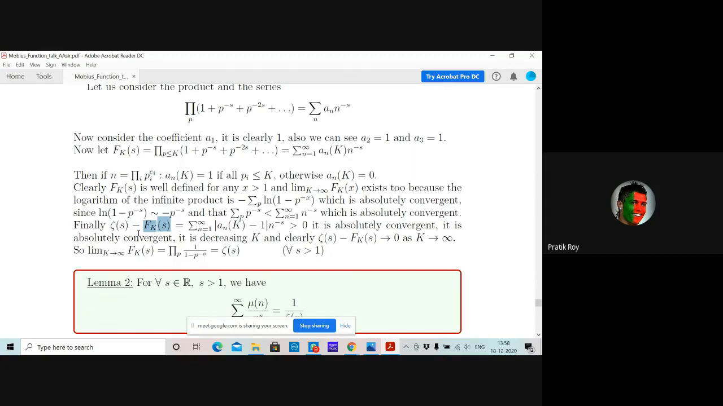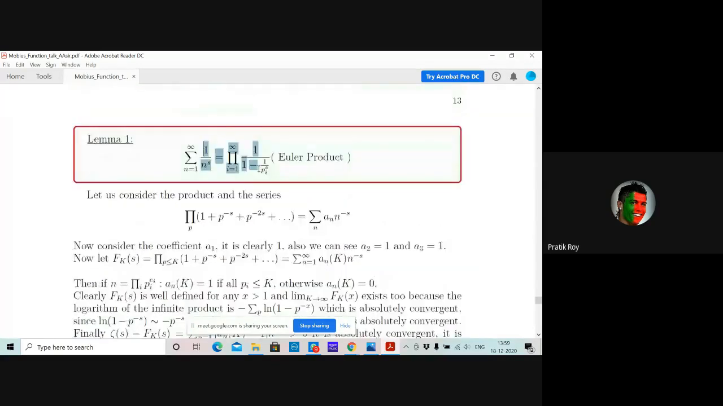That we can show here because we know that the sum of n to the minus s converges. So if we take the sum from a particular m terms, the sum over n from some particular large number m, then we can make this sum less than some given epsilon. So this sum is decreasing and its infimum is 0. So it must converge to that point, and thus F_k has limit zeta(s), and so we have this identity.